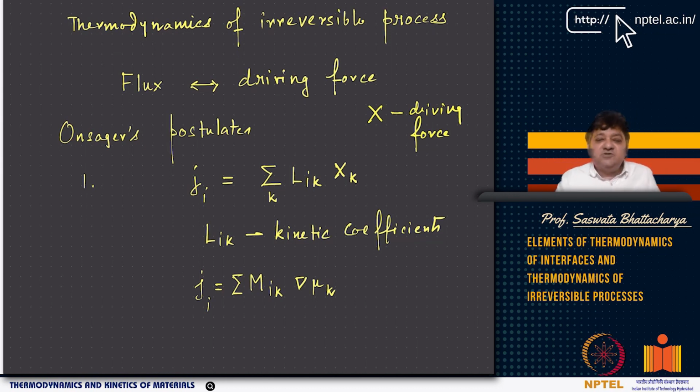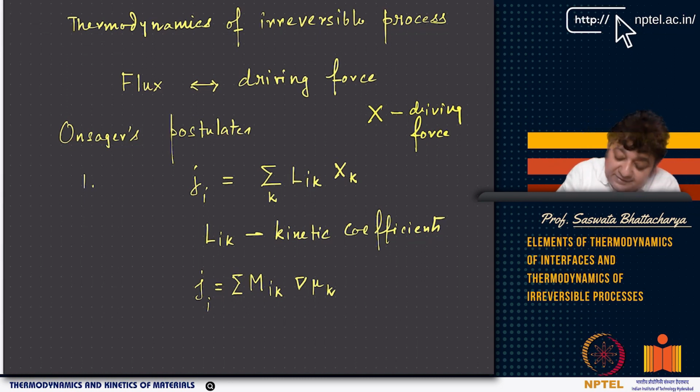So flux is proportional to driving force. Driving force comes because of some inequality: T alpha is not equal to T beta, or mu alpha is not equal to mu beta. So in response, you have this driving force. Flux is proportional to force, and Onsager postulated that it is linearly proportional. So you have these Onsager coefficients or kinetic coefficients, L_ik, and L_ik has some properties like positive definiteness.